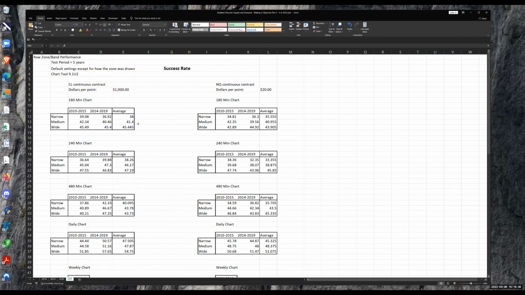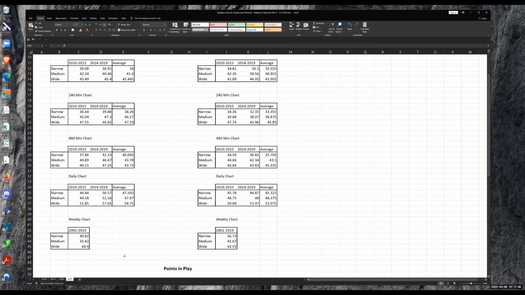But even so, doing that, again, if we look at the wide, that's the easiest one to compare. That was the best performer on all of them, right back in the mid-40s. Come down here, 240-minute chart, mid-40s, 480, mid-40s. The only place we see a bump is on the daily. And the daily gives us a decent bump, and it's in our favor. So, hey, I'm not going to complain. When we go back to the weekly, right back in the mid-40s.